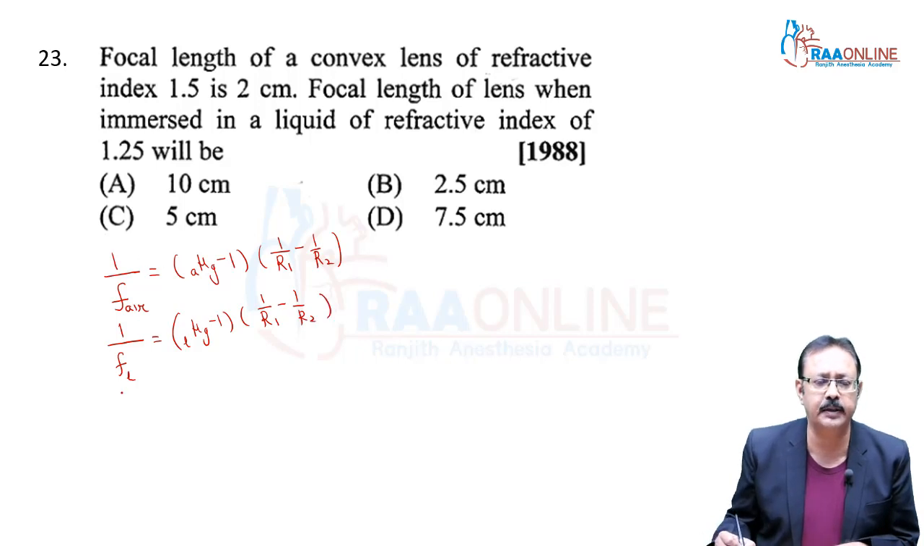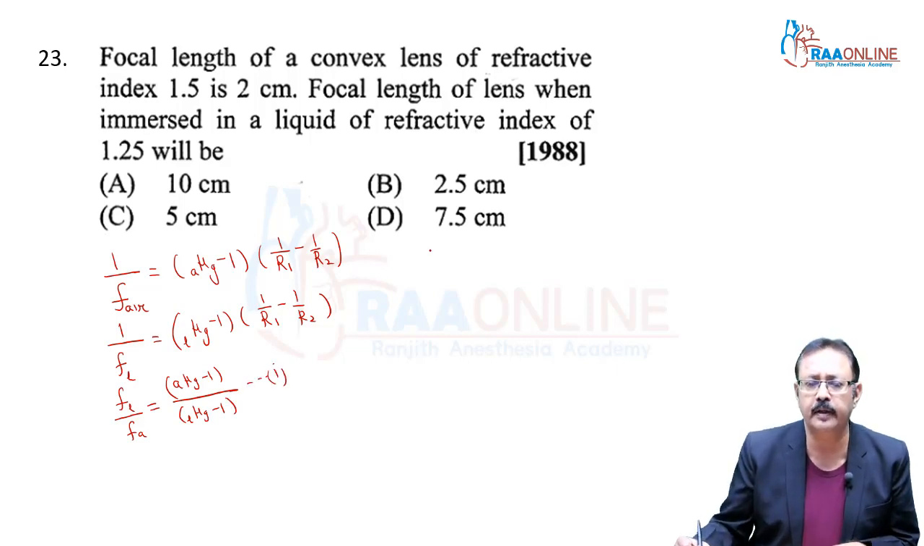Divide the first equation by the second. So in liquid, focal length upon focal length in air is A mu g minus 1 upon L mu g minus 1. Give it equation number 1.